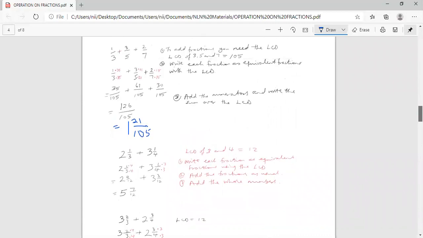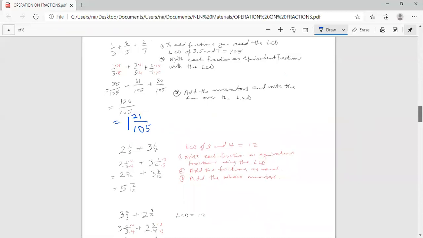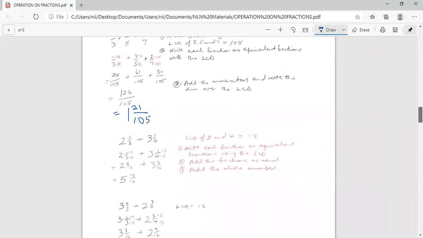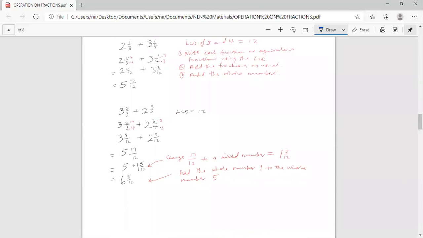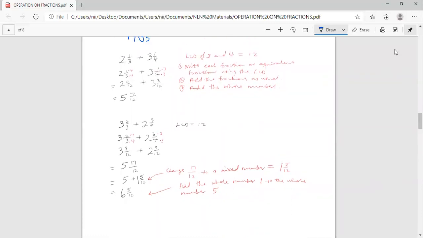All right, so let's stretch this a little bit more by looking at addition of mixed numbers. Addition of mixed numbers. That's numbers that have whole numbers and fractions. Okay. So let's say that you want to add 2 1/3 plus 3 1/4.